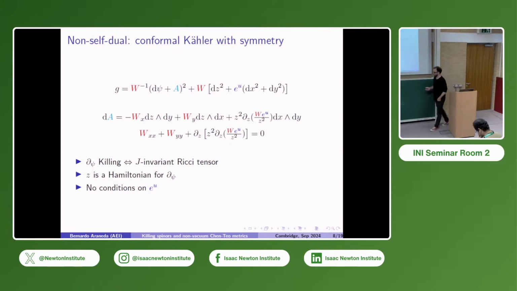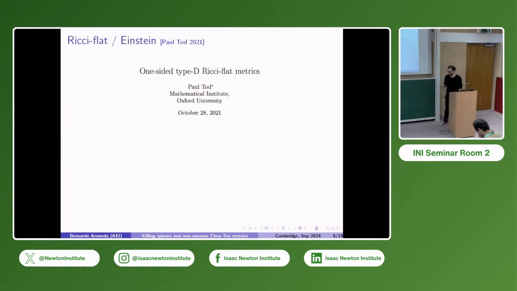So what we need to do next is to impose field equations, and this will give you conditions on U. And then we come to this remarkable work of Paul, who gave a formulation like this for the case of Ricci flat or Einstein metrics, which was a big inspiration for me to develop this current one. I've been talking to Paul quite a bit during the program, and I have learned a lot.